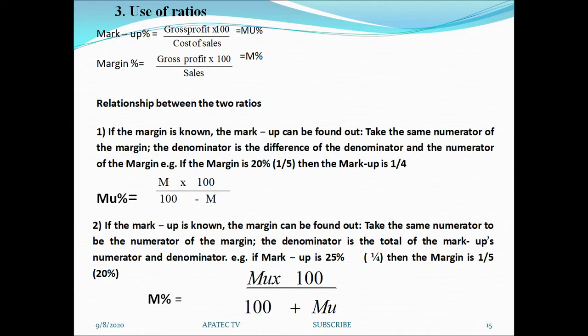For number 3, it is to use ratios. The first thing in ratios is markup. To calculate the markup, we take gross profit divided by the cost of sales. To calculate the margin, you have to take gross profit divided by the sales. There is a relationship between these two ratios.